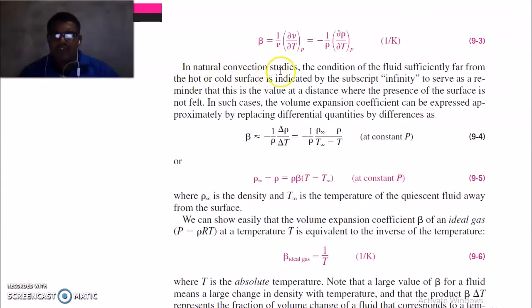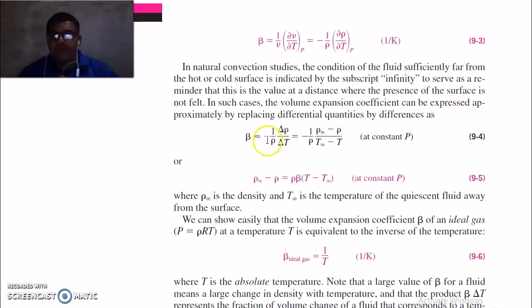In natural convection studies, the condition of the fluid sufficiently far from the hot or cold surface is indicated by the subscript infinity, to serve as a reminder that this is the value at a distance where the presence of the surface is not felt. In such a case, the volume expansion coefficient can be expressed approximately by replacing differential quantities by differences.